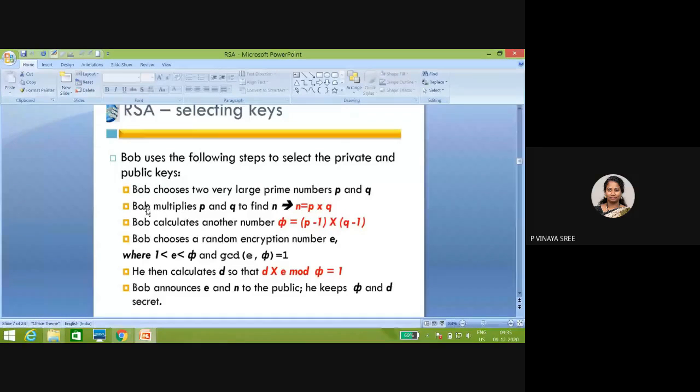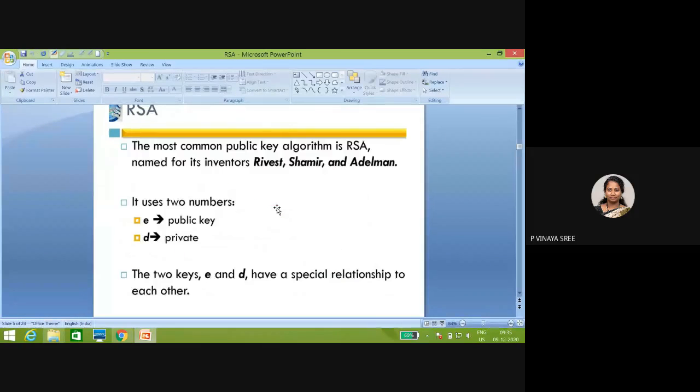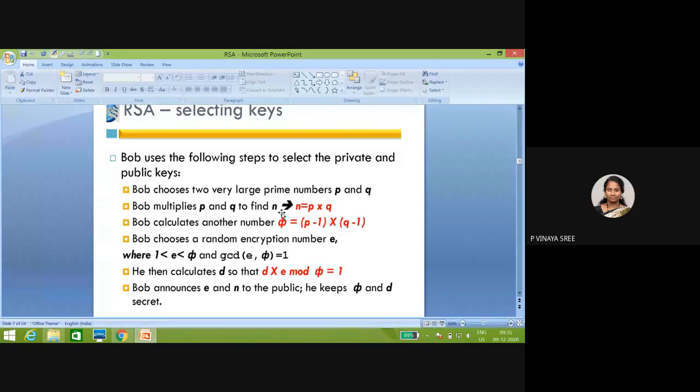Next, Bob multiplies P and Q to find N. Just now I said that Bob will share N along with the public key E. So how is this N value calculated? Bob multiplies P and Q to find N. So N equals P into Q. Next, Bob calculates another number, phi of N. So phi of N is (P minus 1) into (Q minus 1). We will discuss how to select the prime number values, but try to understand. Note down here, I will ask you questions next.